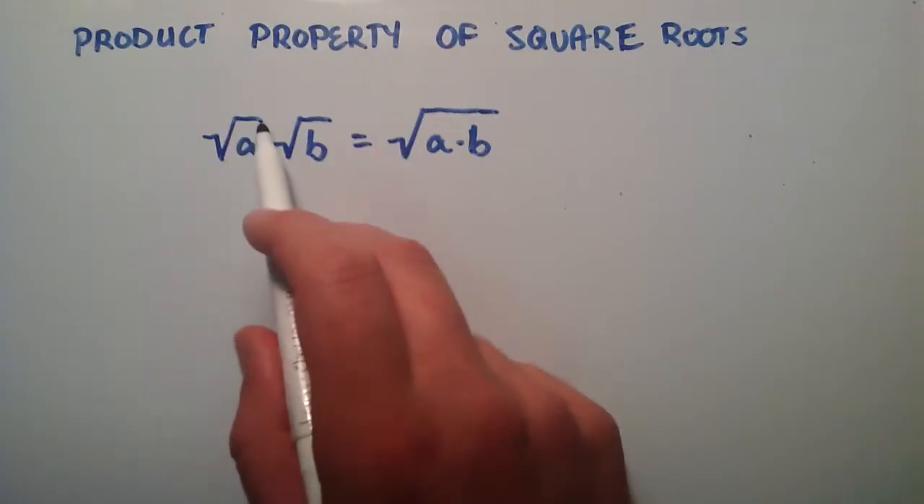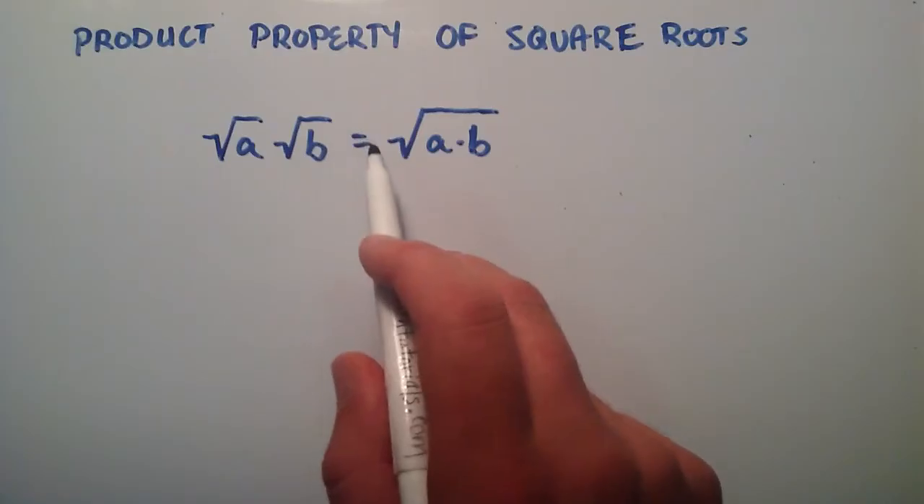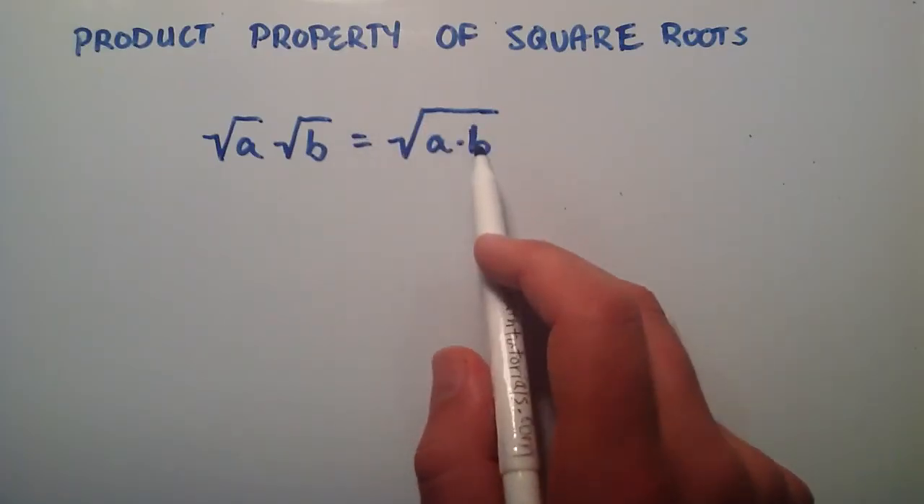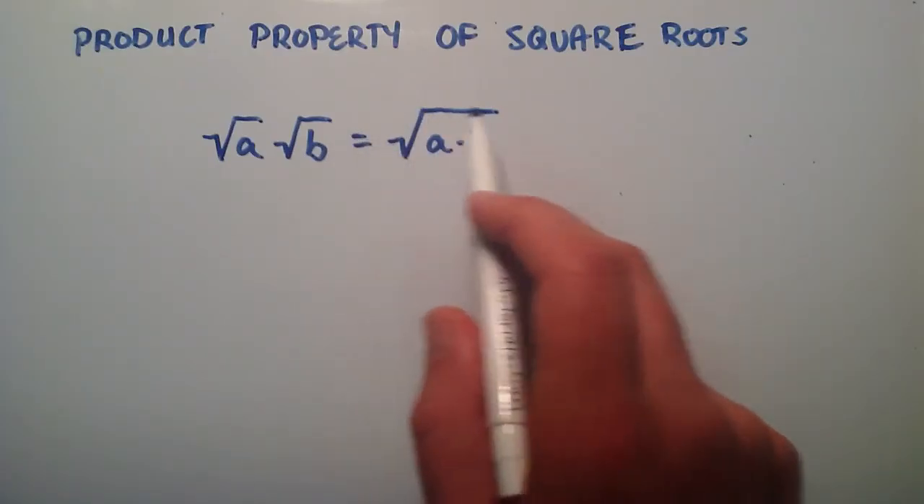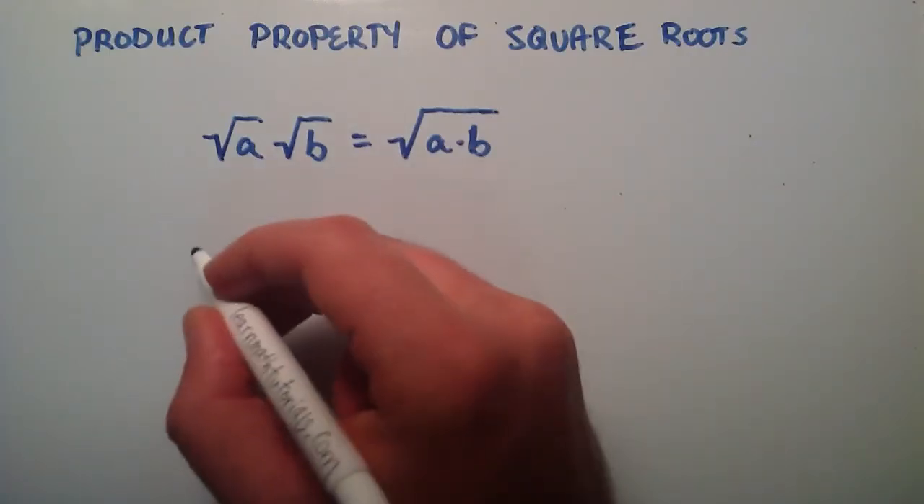We can say that the square root of some number a times the square root of some number b is equal to the square root of a times b underneath the radical sign. So how can we use this to change the way things look?